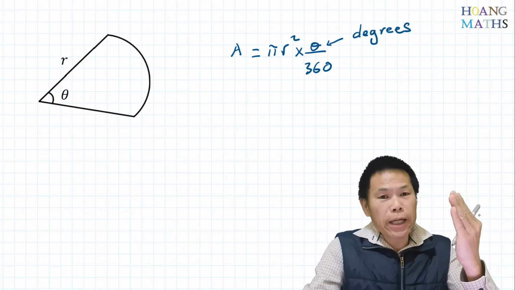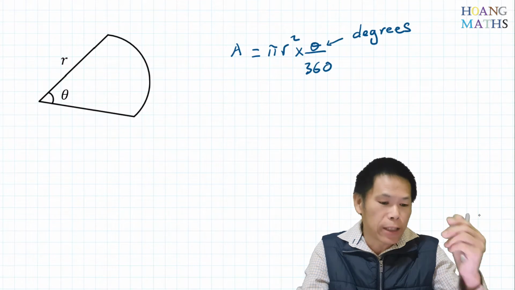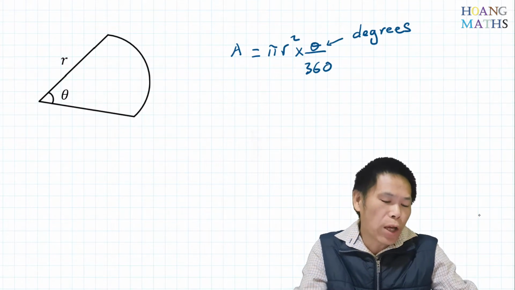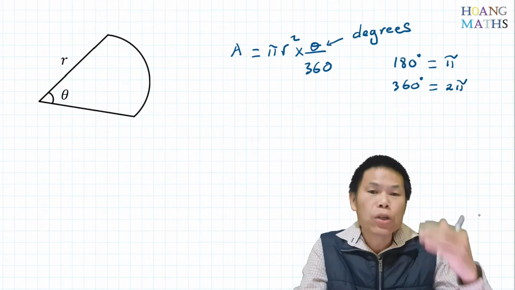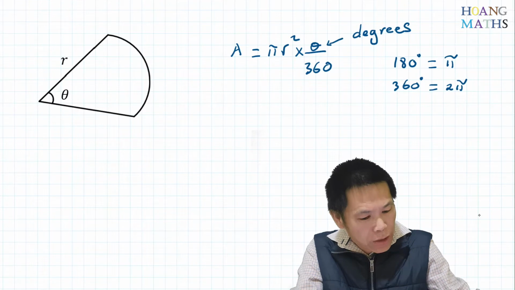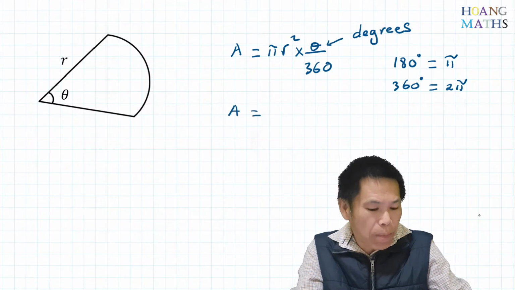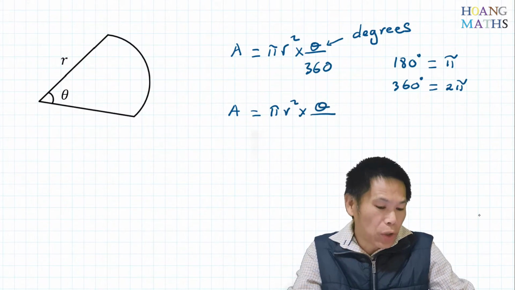But then I can make it into radians by converting 360 into radians. To do this, we know that 180 degrees is equal to pi, so 360 degrees will give me 2 pi. Therefore, I can convert 360 degrees into radians. So the area of this becomes pi r squared times theta over 2 pi, because 360 degrees is 2 pi.